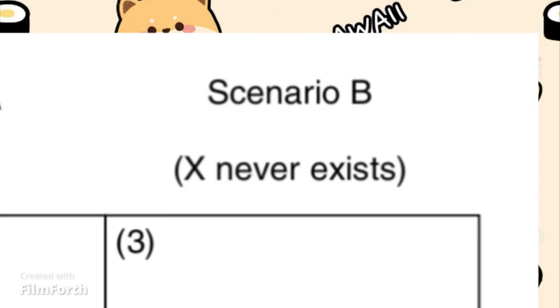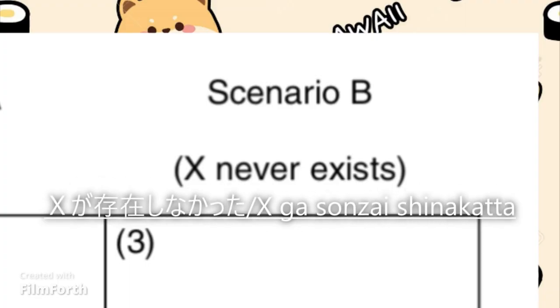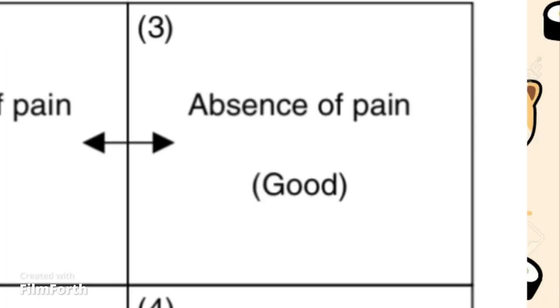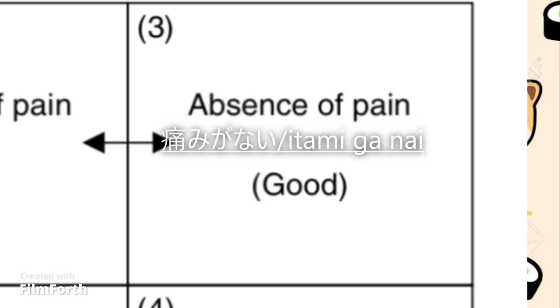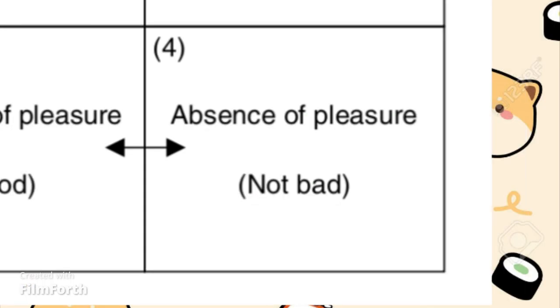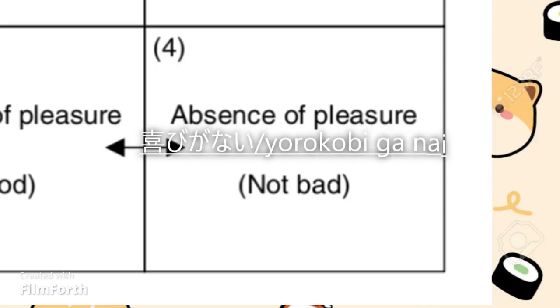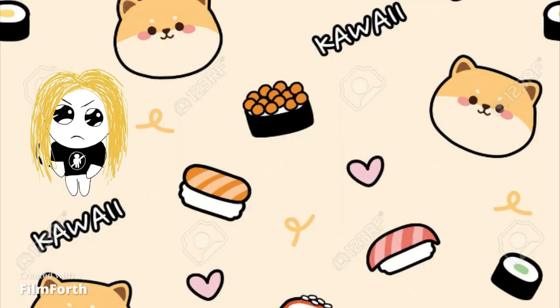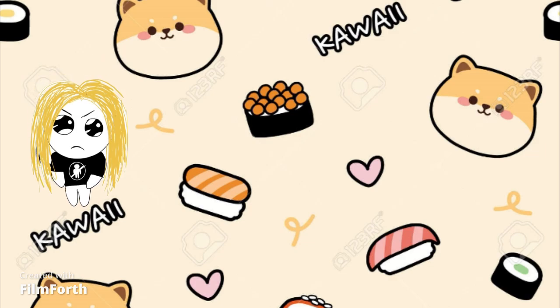Scenario B. X never exists. X ga sonzai shinakata. There's absence of pain. Itami ga nai, which is good. There's absence of pleasure. Yorokobi ga nai, which is not bad. Now let's do a shadowing exercise of the sentence.